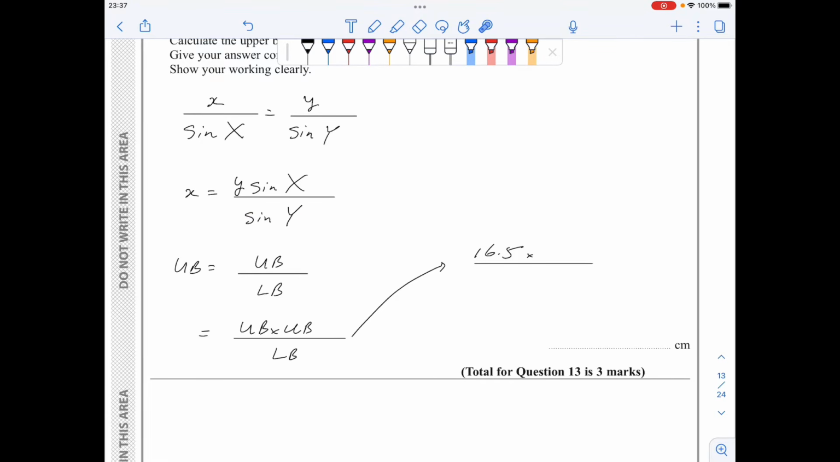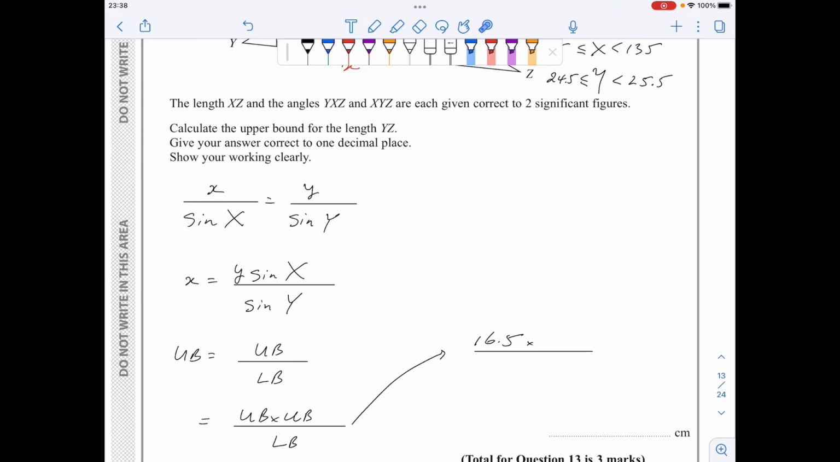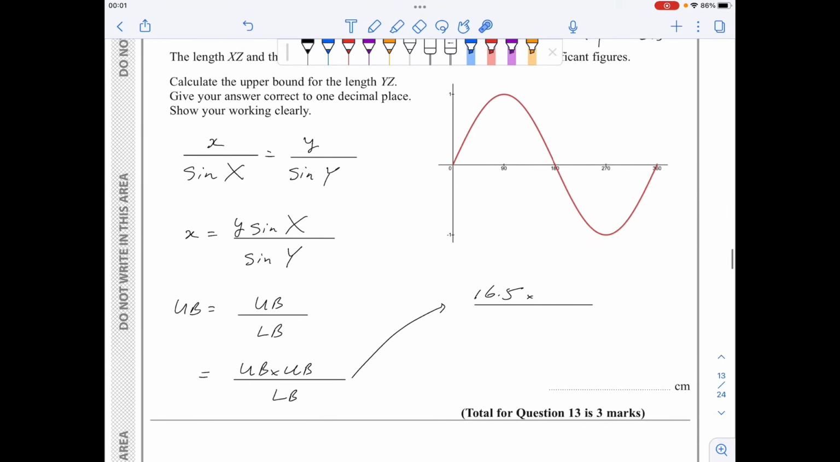Now the intuitive thing to do is for the upper bound of sine x to take the largest value of angle x, but this is wrong because sine function is not a one-to-one function. Let's have a look at the sine function. That's how the graph looks like. Now I'm in a triangle, so I can't have angles bigger than 180, so forget about this part of the graph. Just focus between 0 and 180.